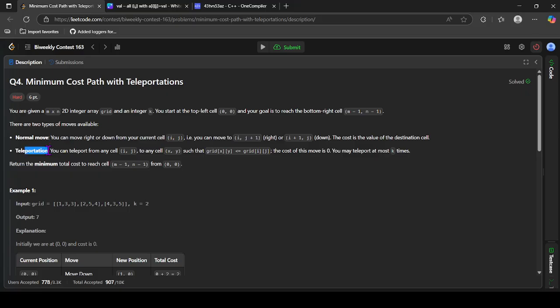And the second move is a teleportation move. You can teleport from any cell (i, j) to any cell (x, y) such that grid of (x, y) is less than or equal to grid of (i, j), with a cost of 0. You may teleport at most k times.